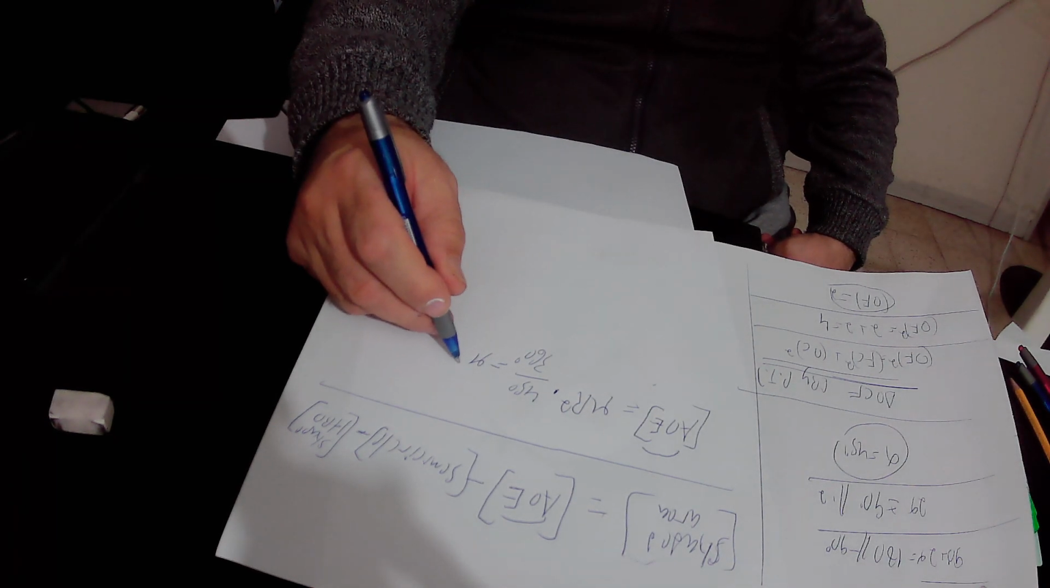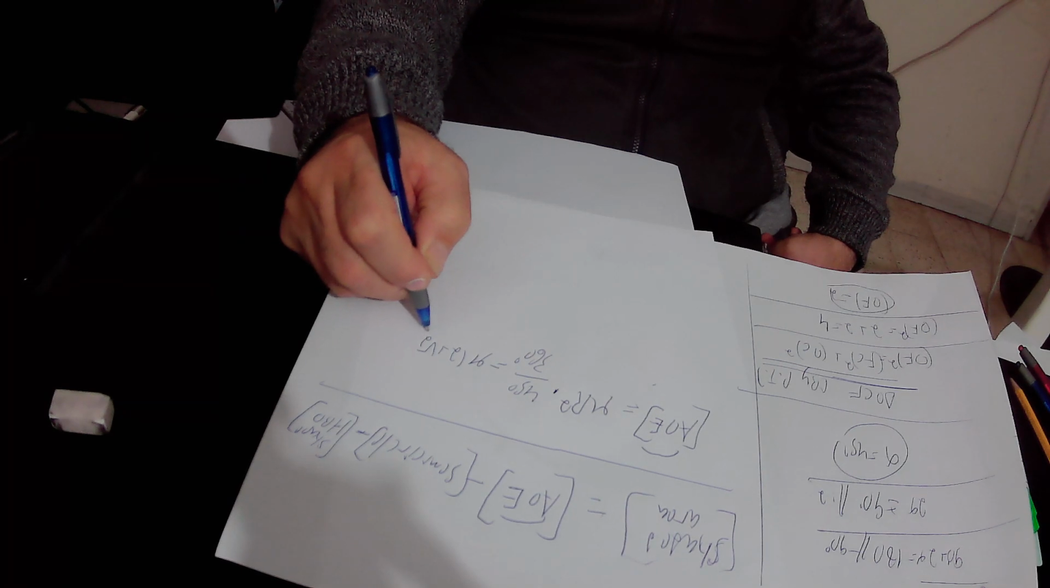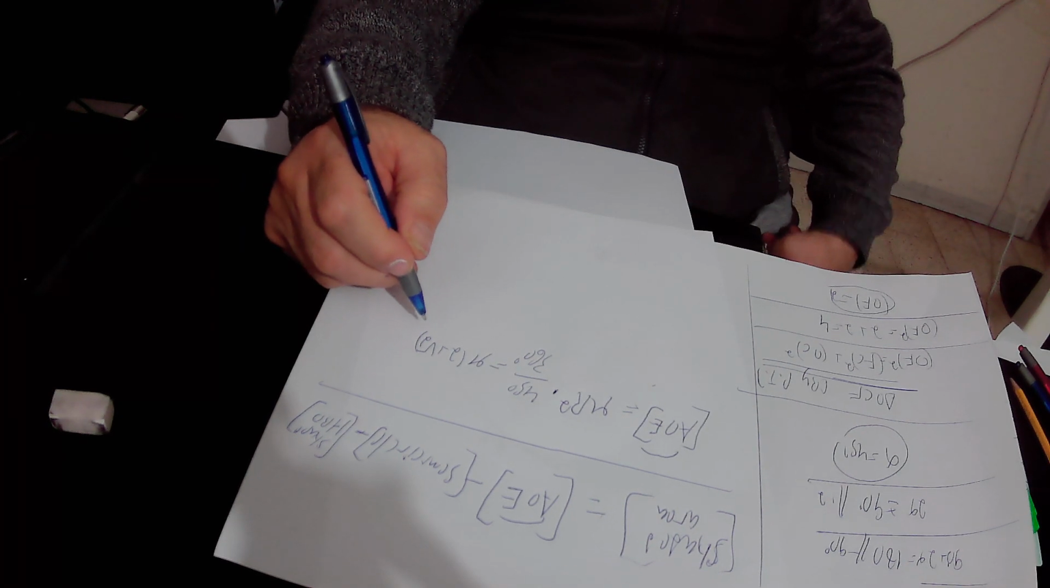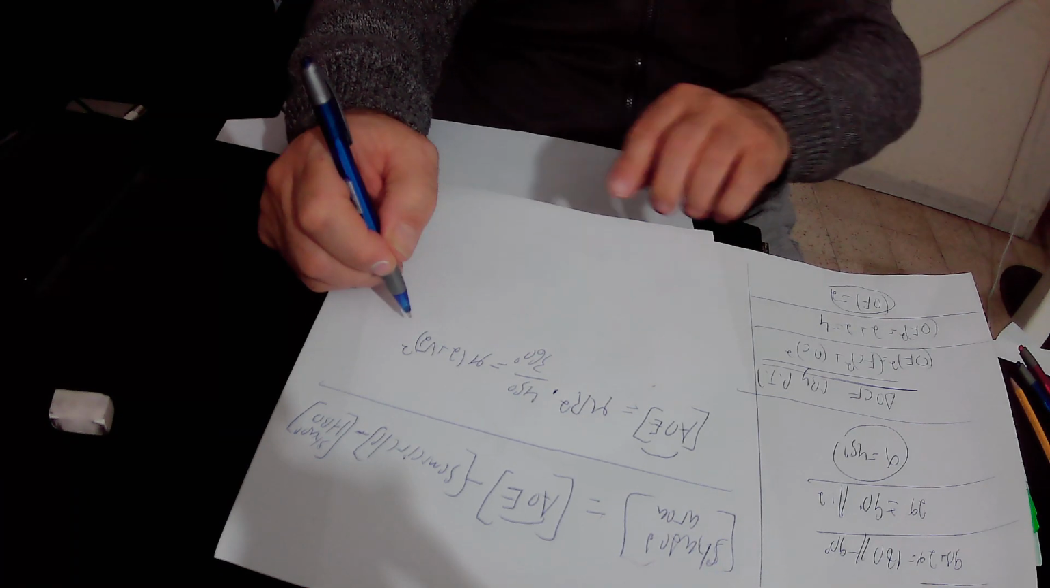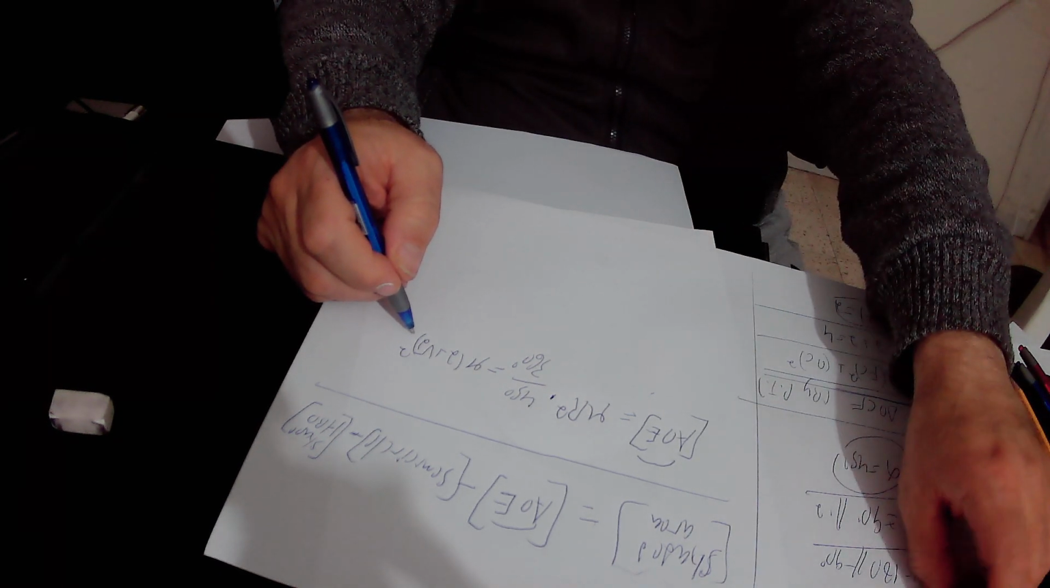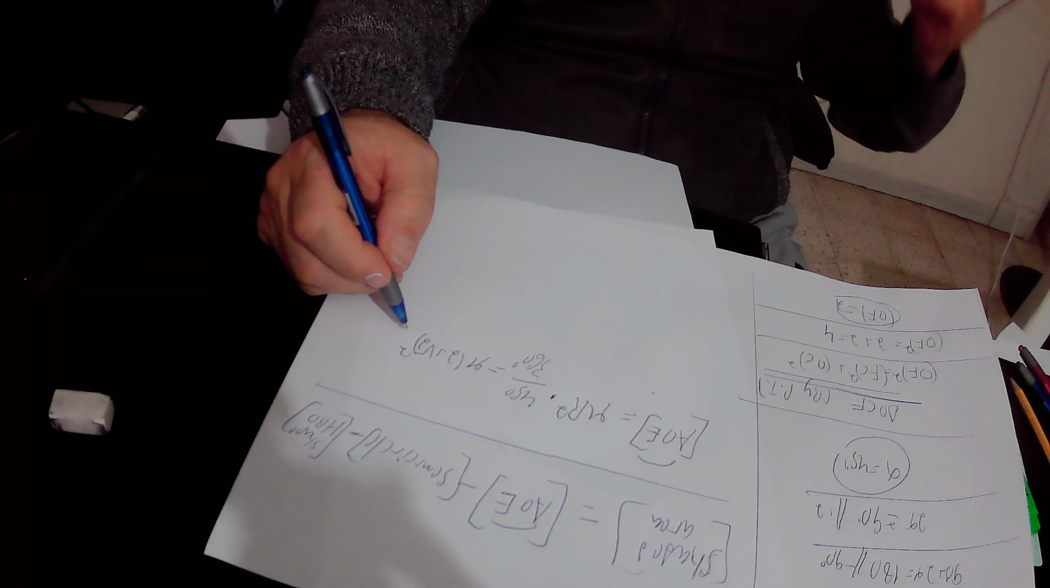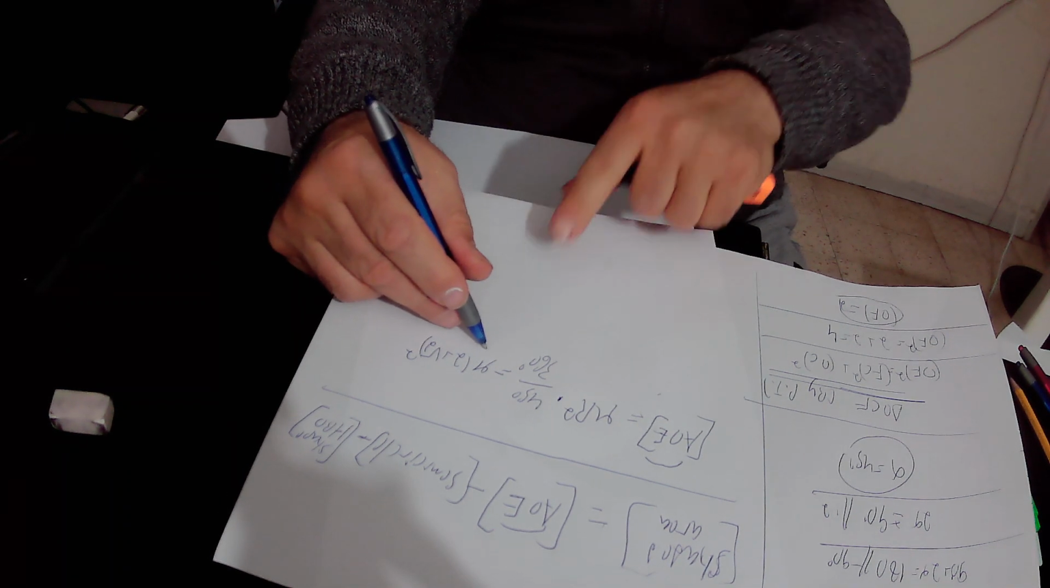Capital R equals 2 plus the square root of 2. If capital R equals 2 plus the square root of 2, it means that R squared equals (2 plus the square root of 2) squared, times 45 degrees over 360 degrees, which is 1 over 8. So we have to divide it by 8.